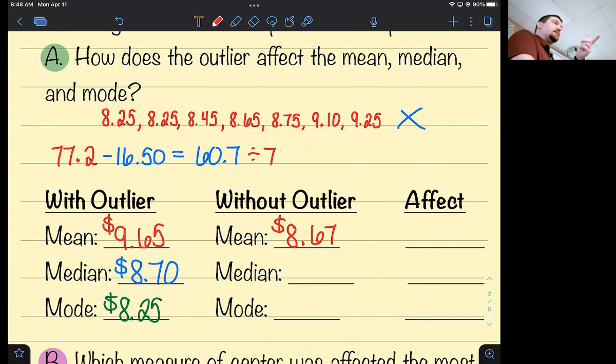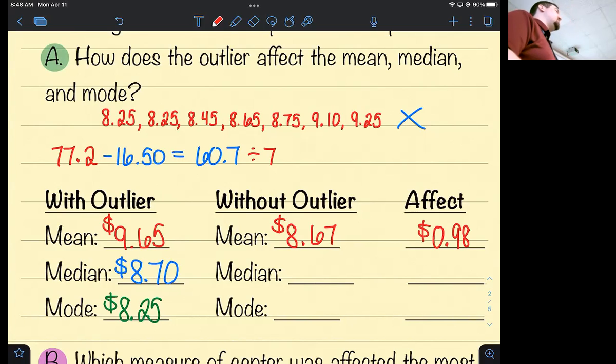How'd you get 98 cents? Just subtract it. Yeah, just find that difference. So that's an effect of 98 cents. That's almost a whole dollar an hour that our mean went down without the one person who made the $16.50 per hour present. Okay, now let's recalculate the median.